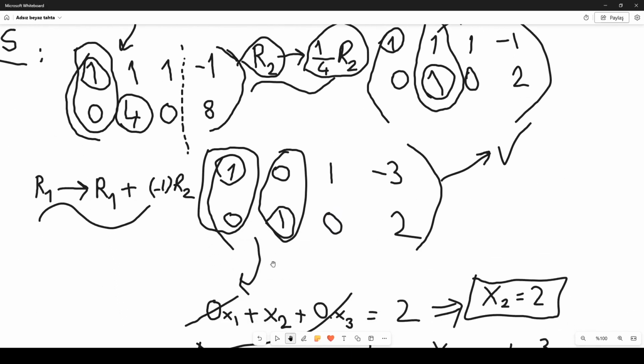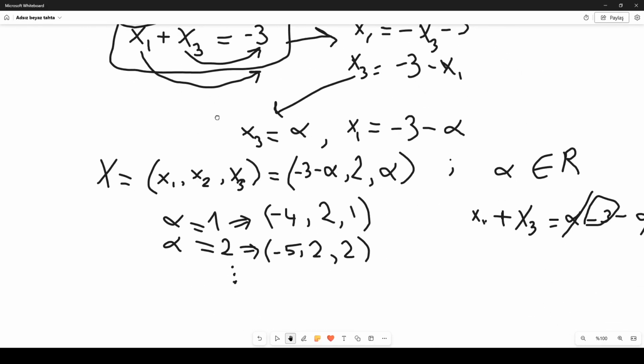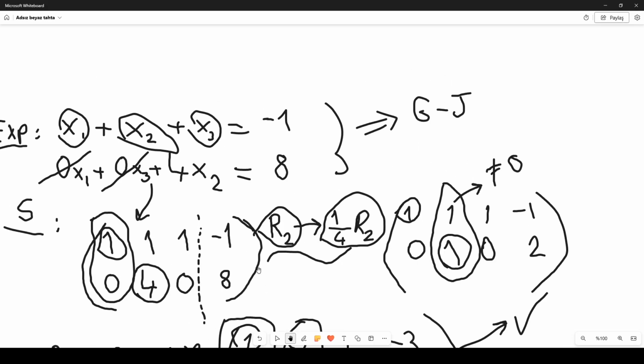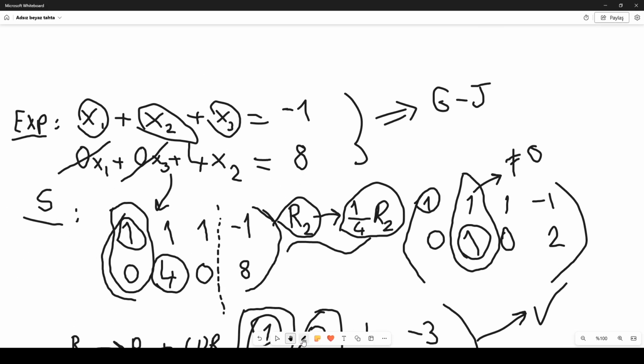For instance, if we take minus 4, 2 and 1, you notice that it satisfies the equation, because 2 plus 1 is 3 and minus 4 plus 3 is minus 1 as desired. It satisfies the first equation, and also it satisfies the second equation, because when you plug in the value x2 is 2, then 4 times 2 is equal to 8.